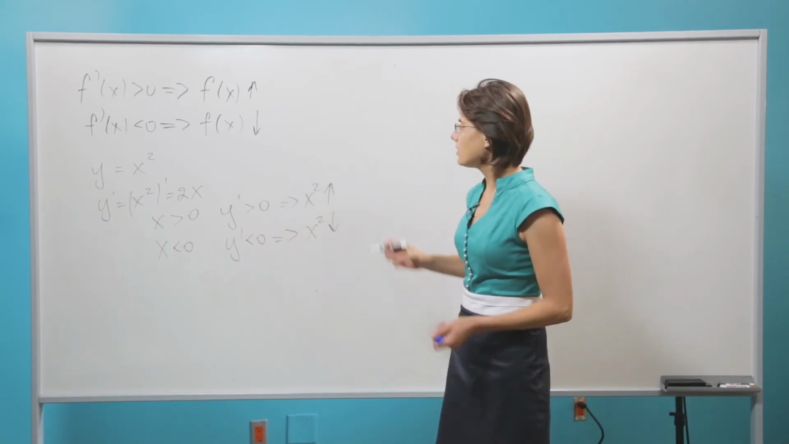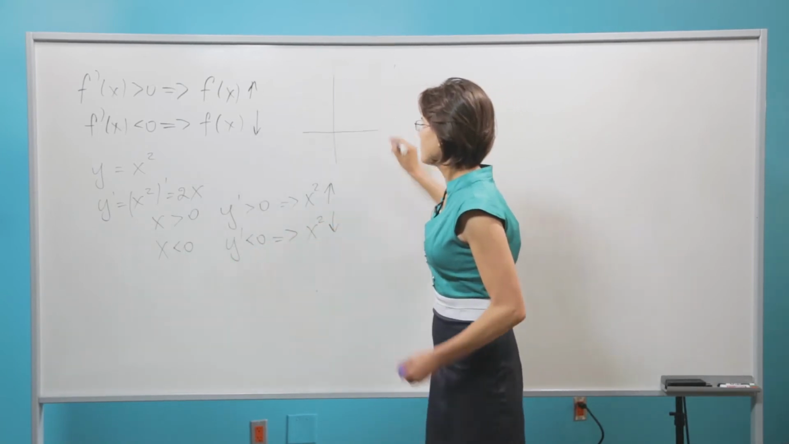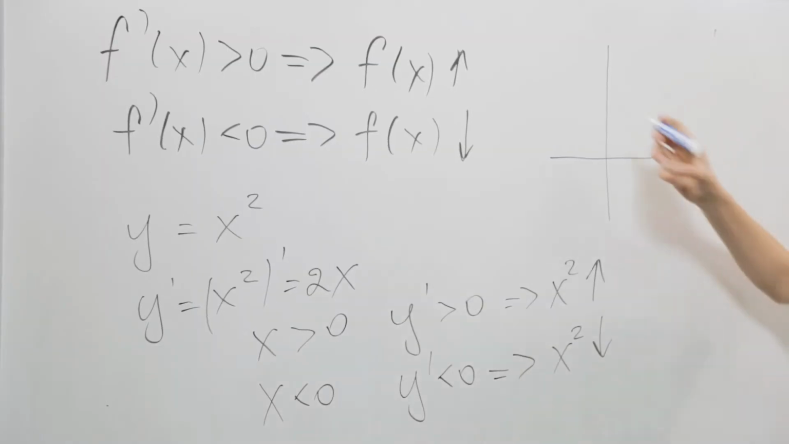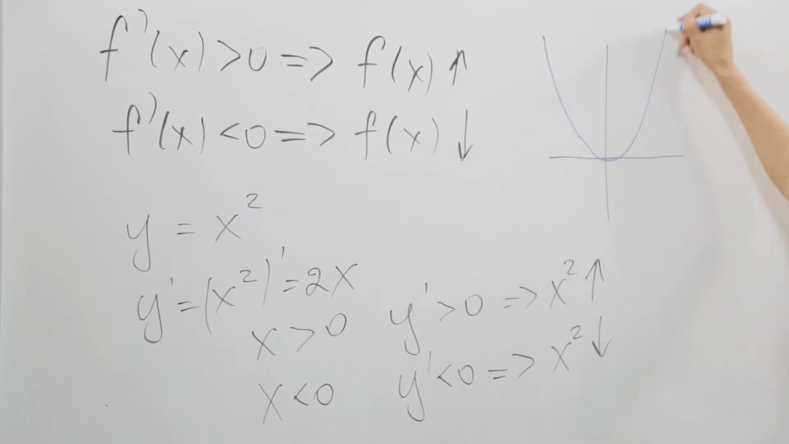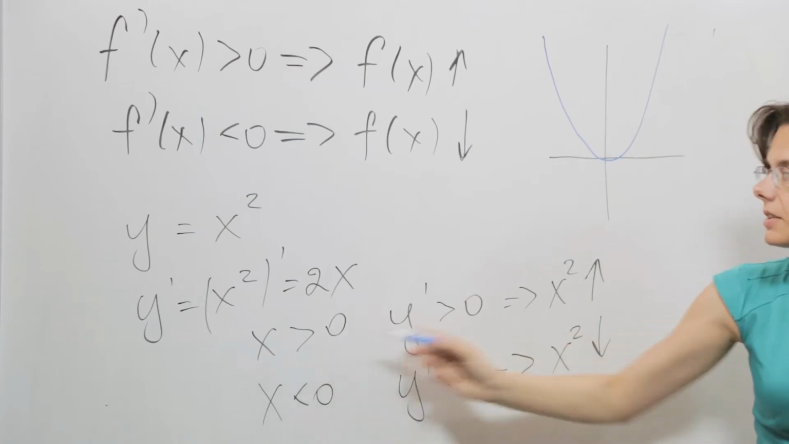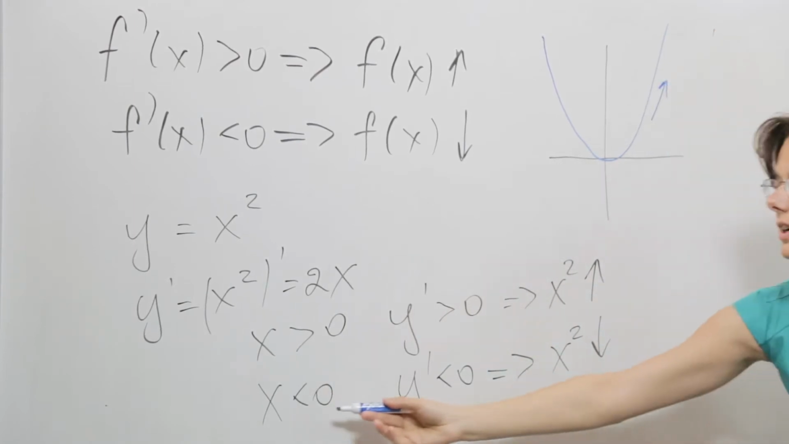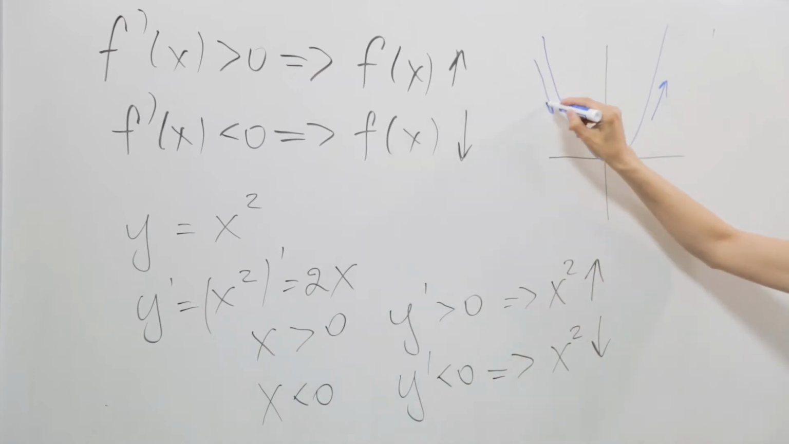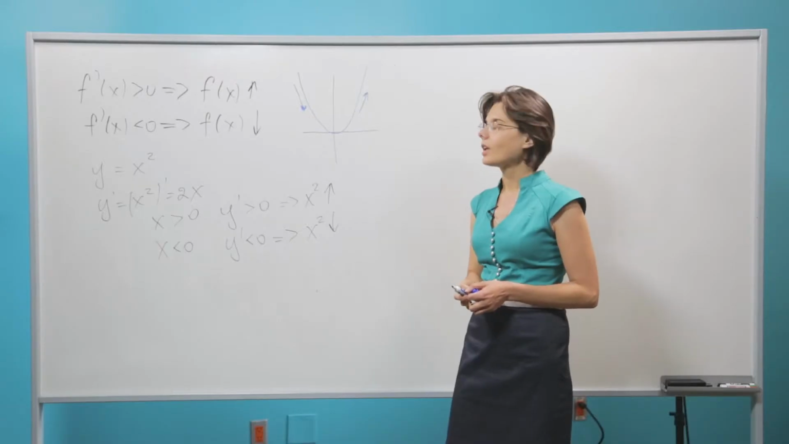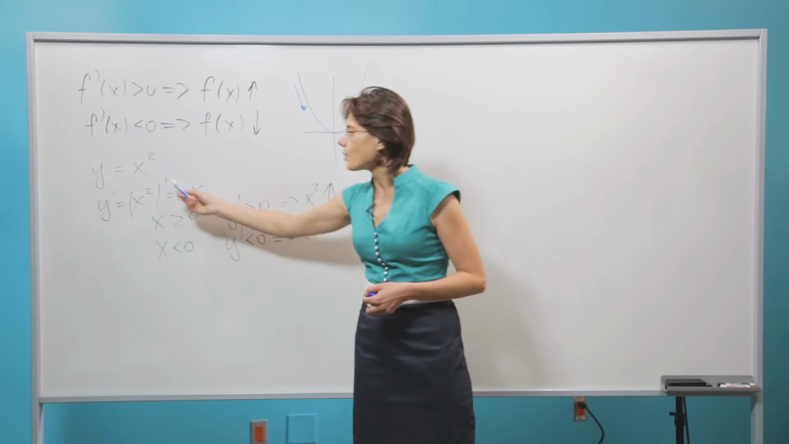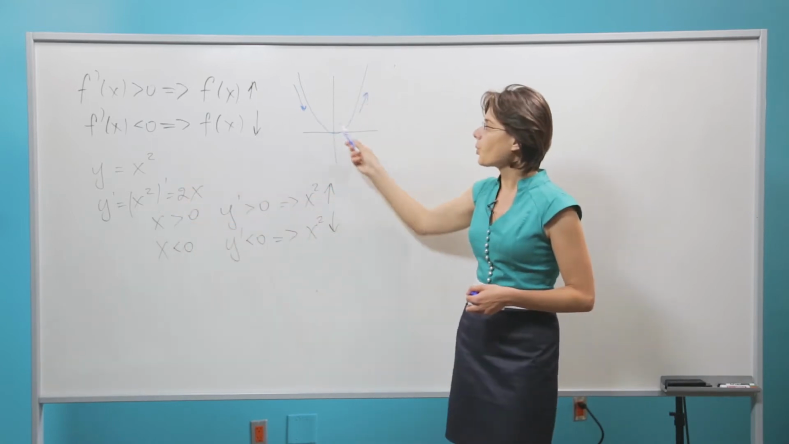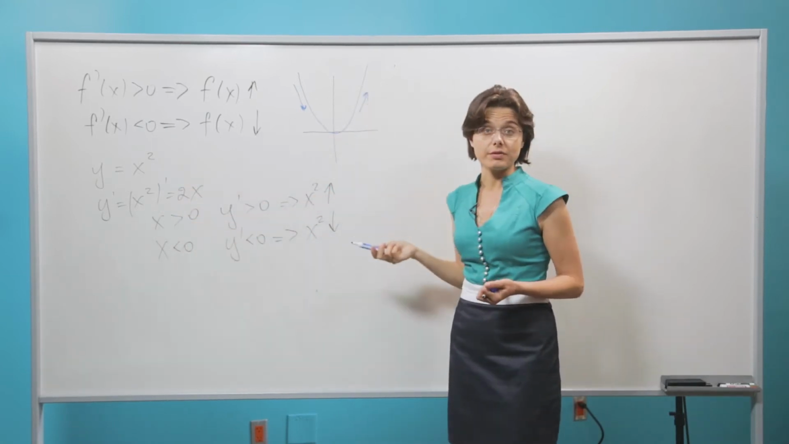And look, if we think about the graph of this function, this is just a parabola. For all x greater than 0, the function is increasing, and for all x less than 0, the function is decreasing. So you see, by the property of the derivative, we can understand the properties of the function without graphing it.